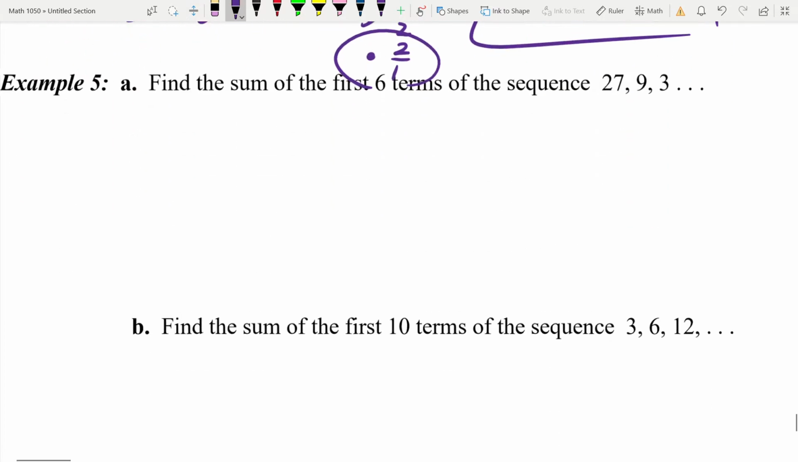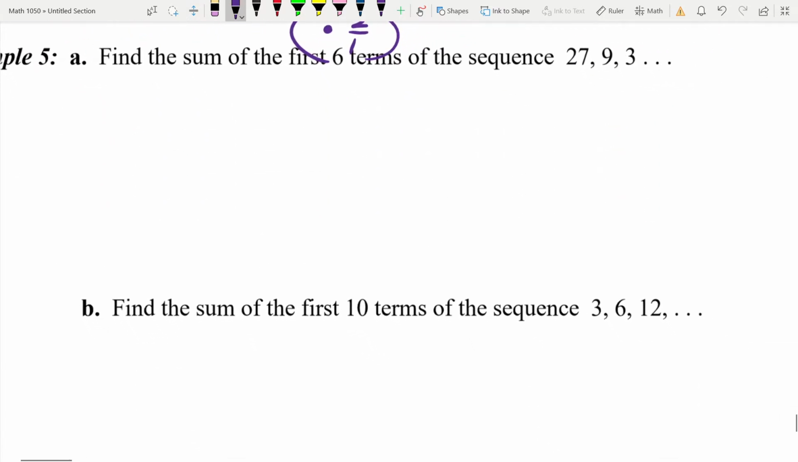Okay, great. Find the sum of the first 6 terms. First of all, let's decide if it's arithmetic or geometric. 27 subtract 18 is 9. Is 9 subtract 18 3? No. So I know it's not arithmetic. And then I'm like, okay, well, they're getting smaller. So 27 divided by 3 is 9. 9 divided by 3 is a 3, so it totally works.